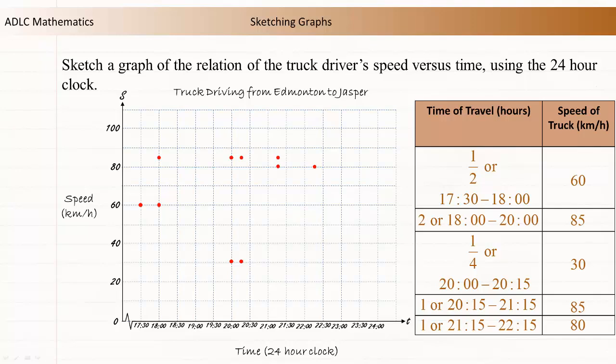Plot the data on the graph as ordered pairs. Recall that the travel starts at 17:30 at 60 kilometers per hour. So half an hour from there is 18:00, and the truck increases its speed to 85 at this point and travels at 85 for 2 hours, and so on.